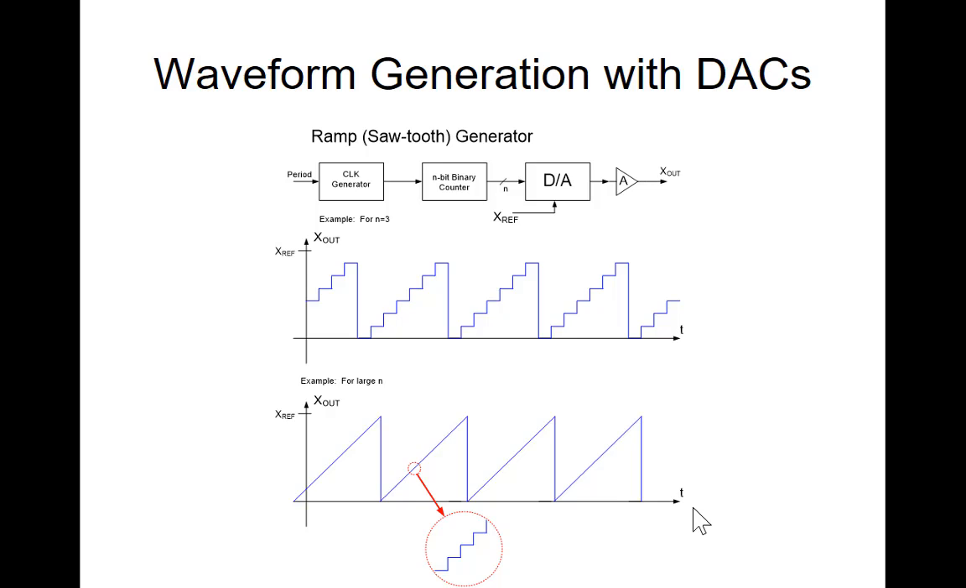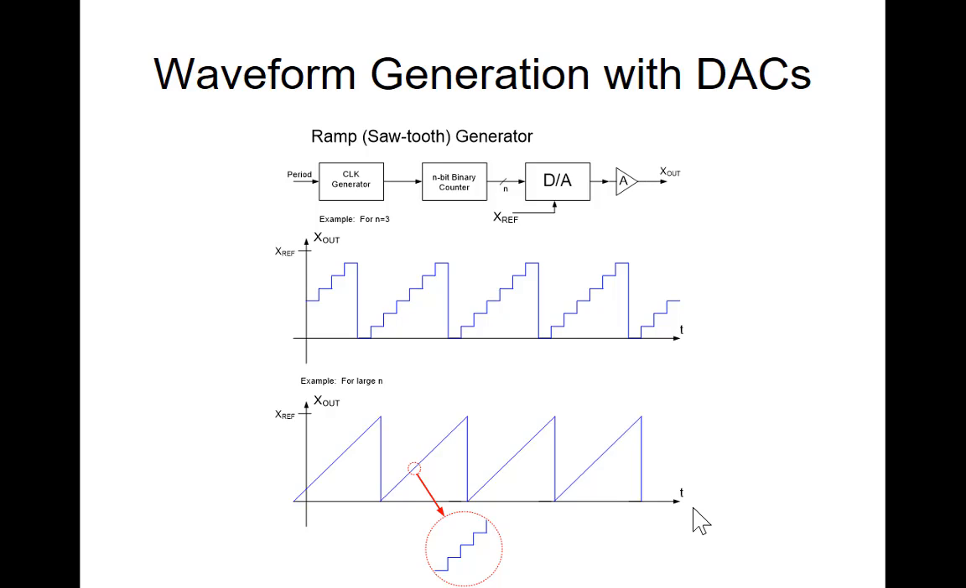We start with a clock generator. I'm showing an input called a period, but it just adjusts; that input is just going to determine the period of the clock generator. It could be a resistor, it could be a capacitor value, or it could be an external clock. And then we're going to go into an n-bit binary counter.